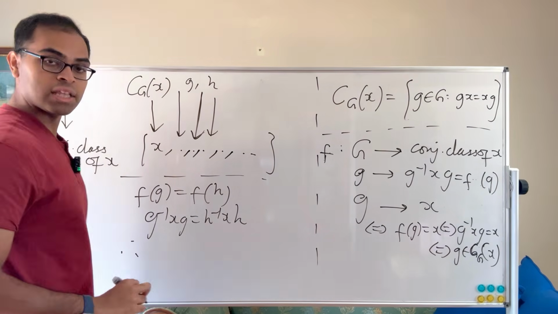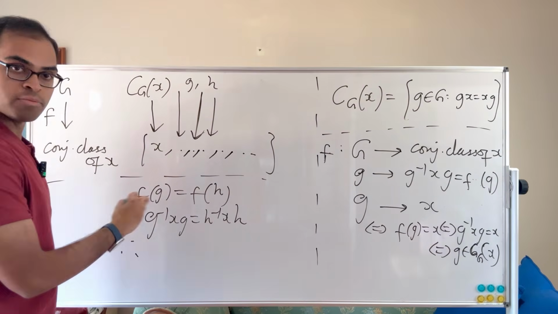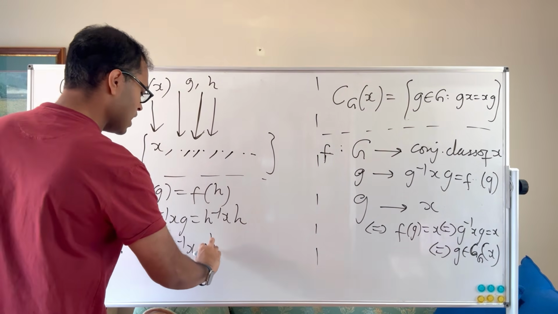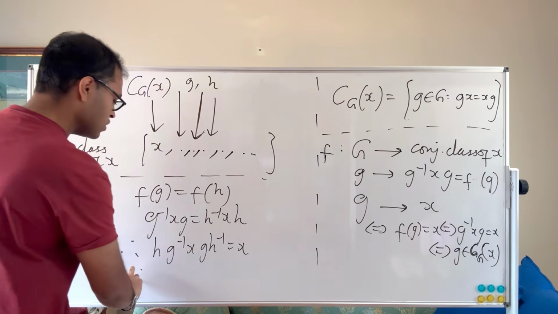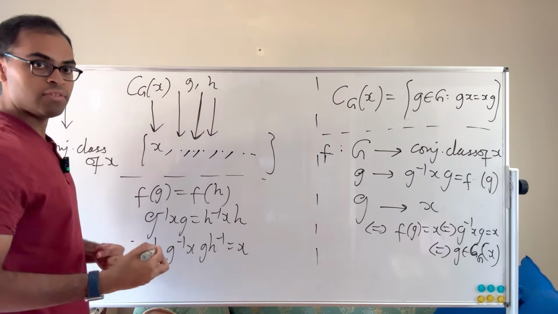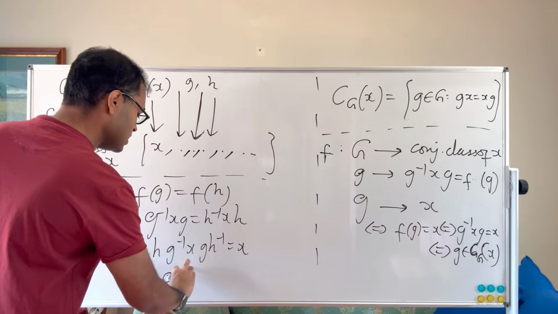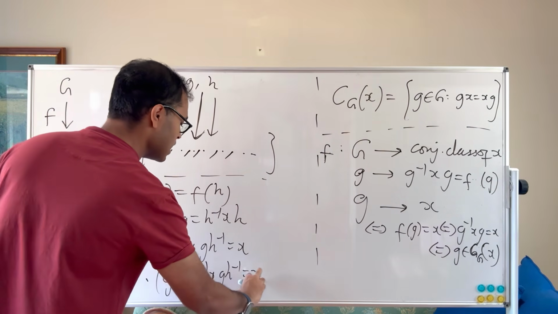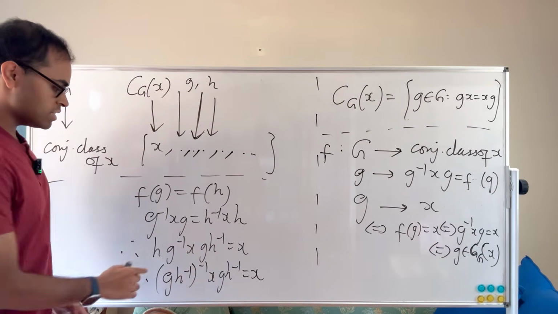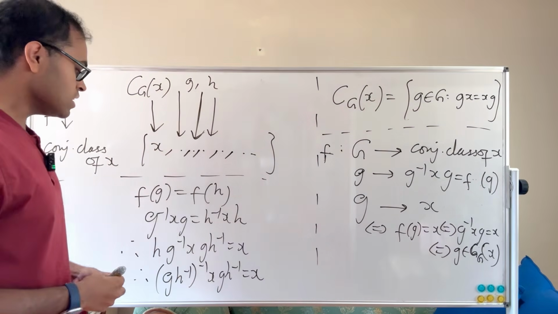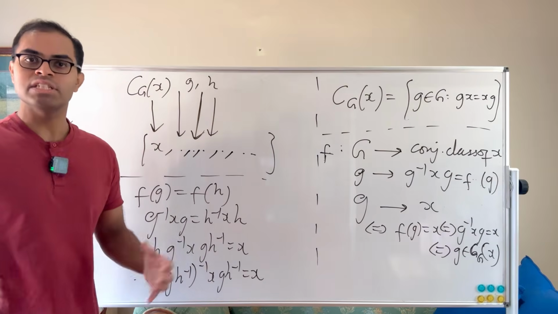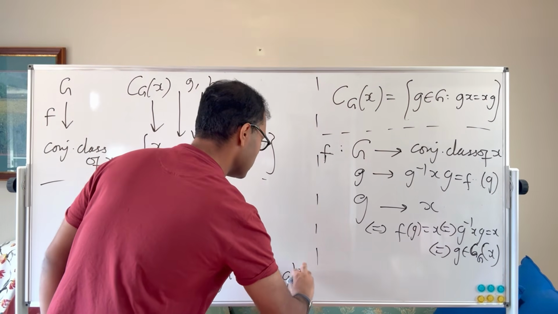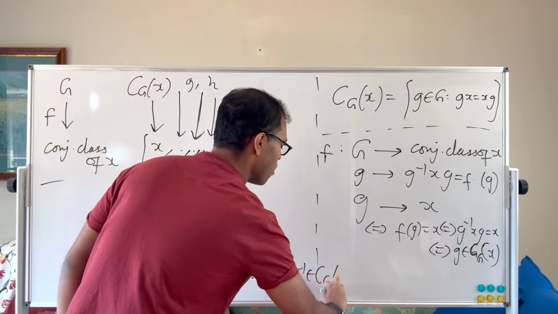We can write that down. We can multiply on the left by h and on the right by h inverse. So we get h g inverse x g h inverse equals x. Therefore, h g inverse is the inverse of g h inverse, so g h inverse times x times g h inverse, inverse, is equal to x. So therefore g h inverse centralizes x: g h inverse times x is x times g h inverse. So therefore we can write that out. That's very crucial: g h inverse is in the centralizer of x.